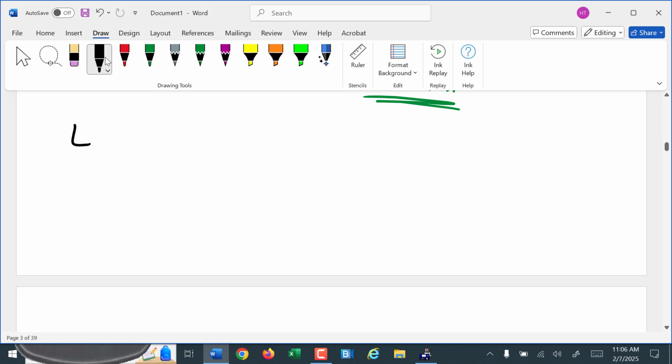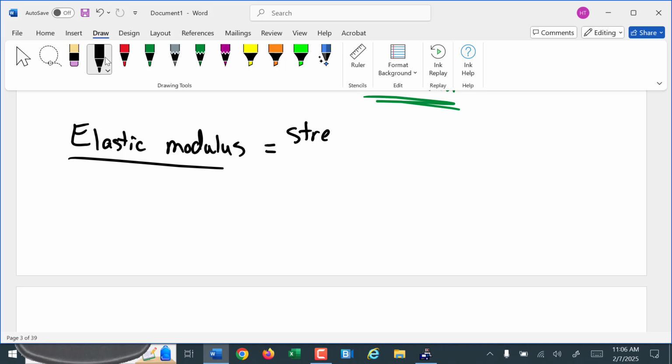So an elastic modulus allows us to find the stretch without actually loading up the cable. Elastic modulus is stress over strain. So if you know the stress and you know the strain, you can just divide them out.